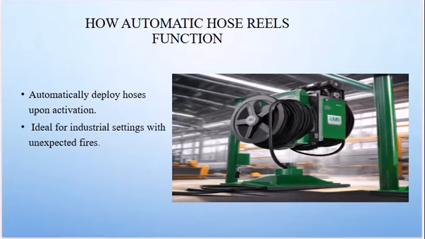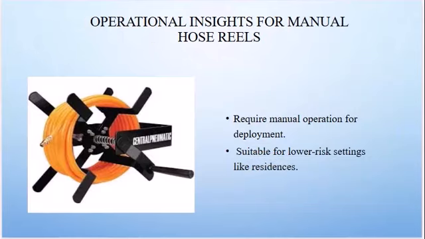Automatic hose reels deploy hoses upon activation, making them ideal for industrial settings. Understanding their functioning is essential for effective fire safety. Regular checks ensure that automatic reels operate correctly during emergencies. Training personnel on automatic hose reel operation supports effective fire management. Effective use of automatic reels enhances overall safety measures. Operational insights for manual hose reels.